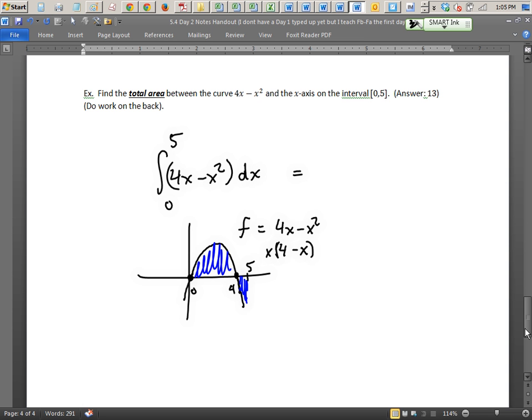Okay, so it just looks like we're going to have to do this in 2 stages, basically. You're going to go from 0 to 4 first. And then you're going to go from 4 to 5. Unfortunately, it's going to produce a negative area, so I'm going to put an absolute value on this to prevent that.